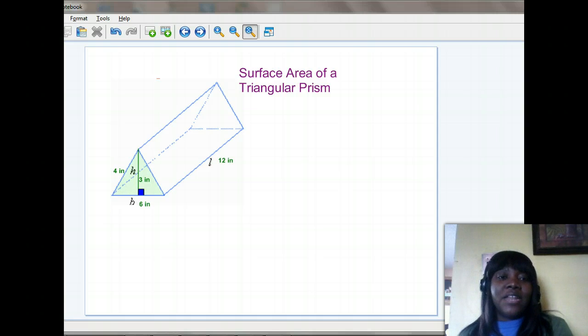Alright, but let's go ahead and break it down. So here I have a triangle. Let's find the area of one base. Because the base here is a triangle, I have to use the formula for a triangle. It's going to be half of the base times the height.